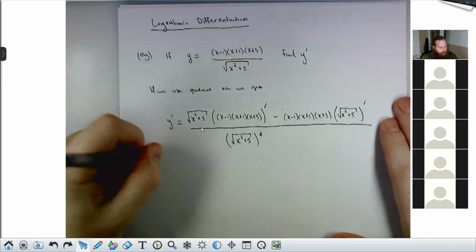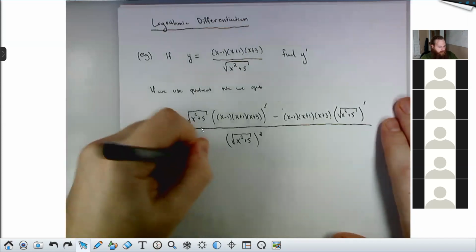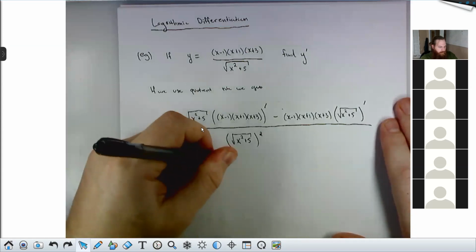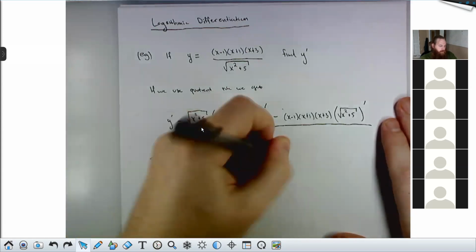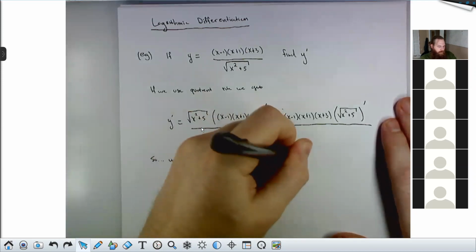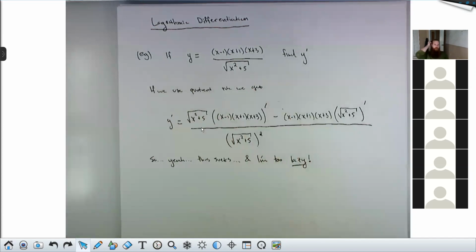So yeah, this is bad, and I'm too lazy. Mathematicians are lazy critters. We don't want to do things that are unnecessarily complicated. We don't shy away from complicated things. But when confronted with something like this, we would prefer to find a more clever approach.